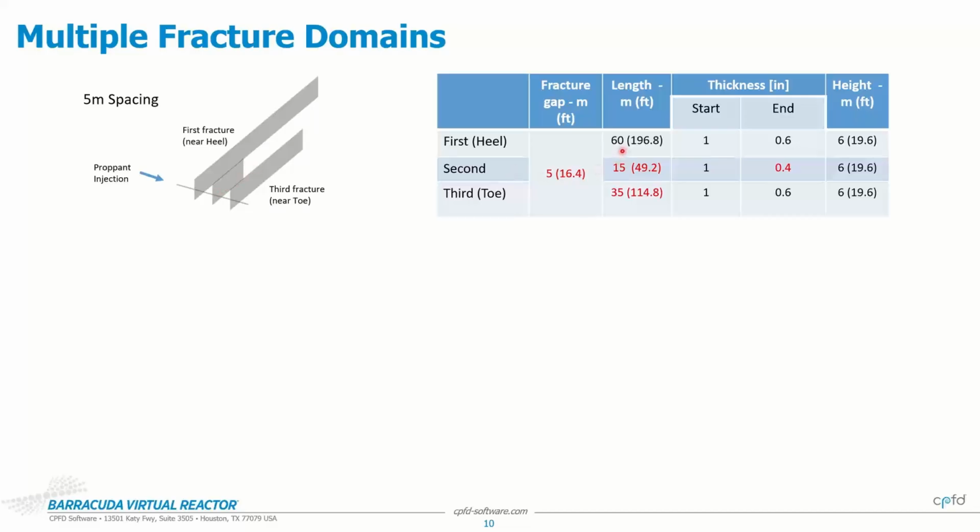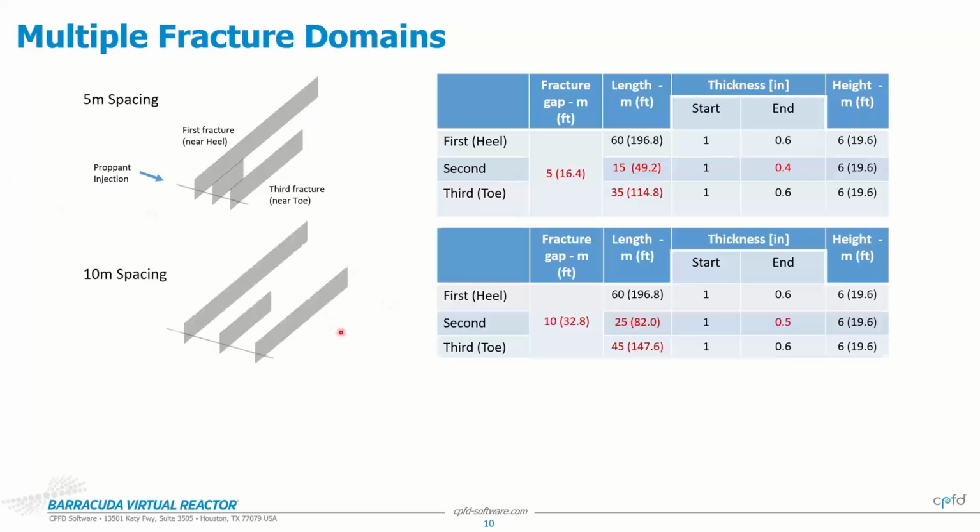If you can see, the first fracture is 60 meters, whereas the second fracture is only 15 meters in length, because it experiences this stress shadow effect significantly. This third fracture also experiences this, but to a lesser extent, so it only grows about 35 meters, right? So this is quite typical of what we see in the real world, and that's what we base our geometries on.